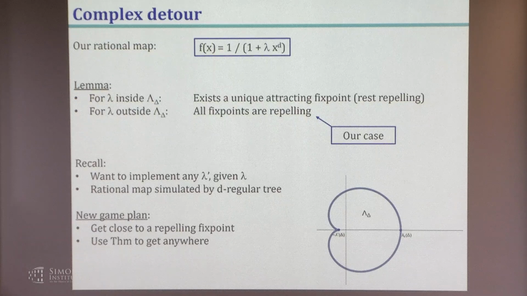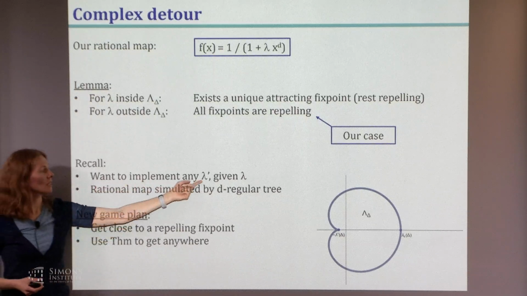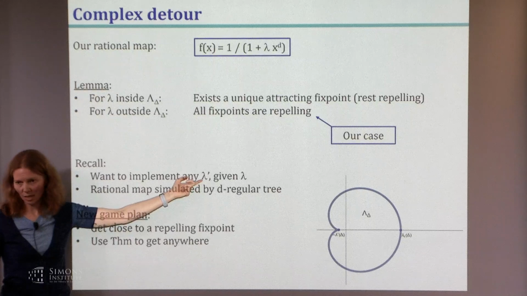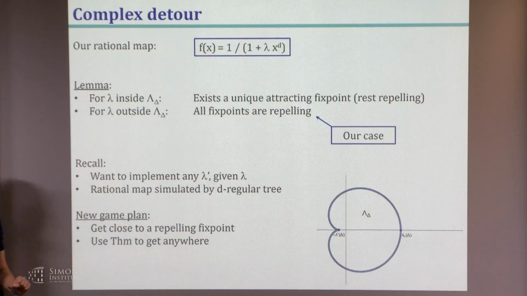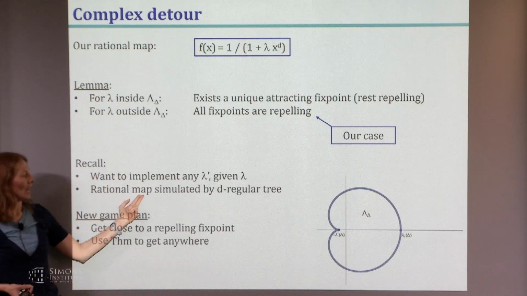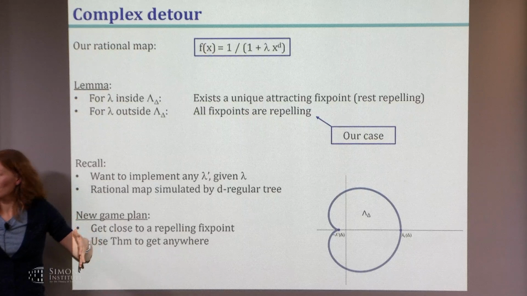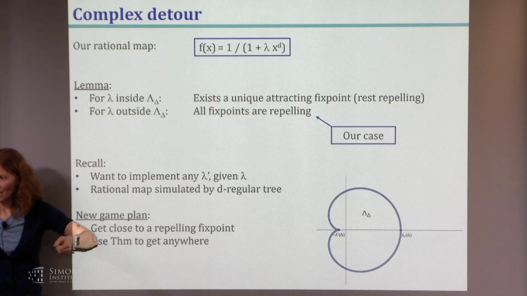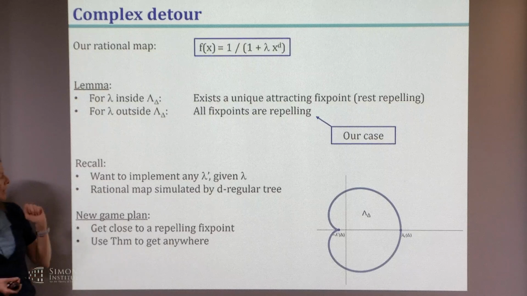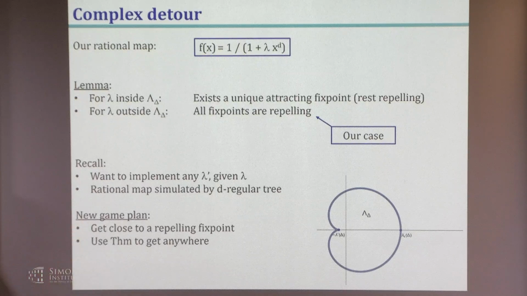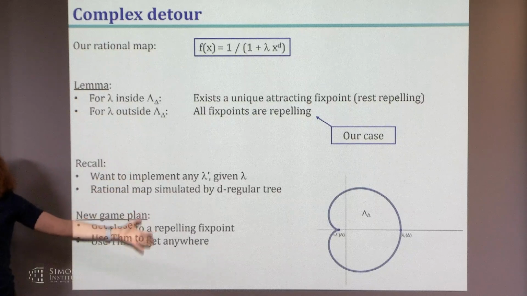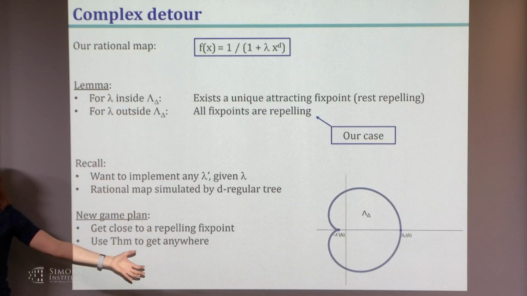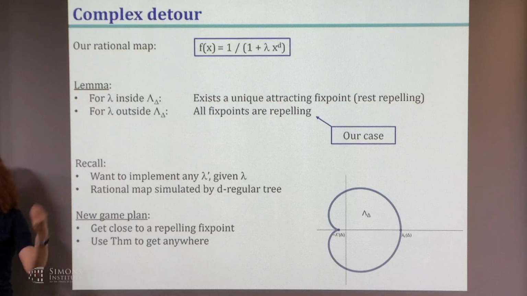Well, next, what do we want? We want to implement some target activity, the minus m, ideally, but we are given lambda somewhere in the complex plane. We know that the rational map is simulated by a D-regular tree, because that's how we got our recurrence for the map. And so the new game plan that we have is we're going to get close to a repelling fixed point, throwing the tomato at it, and then use the tomato Julia set theorem to cover the entire complex plane and get anywhere to our desired lambda prime.